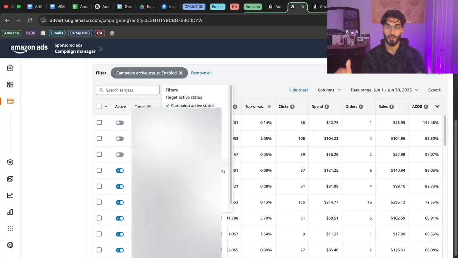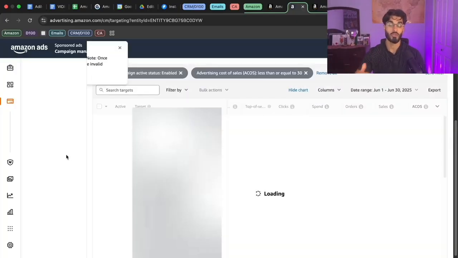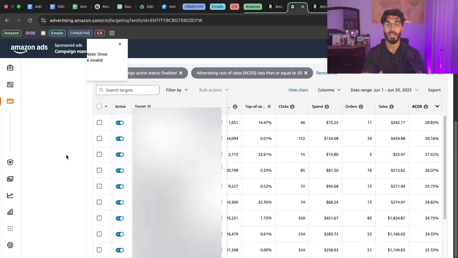Okay, so now we're going to do the inverse. So I'm going to hit filter by and I'm going to go ACOS. Now I'm going to say less than or equal to our desired one. So our desired was 30%. Now I'm looking for campaigns and stuff we can maximize the bids to go even higher because this indicates we have a good conversion rate, a good click-through rate on these campaigns. So we have 15 total targets here.